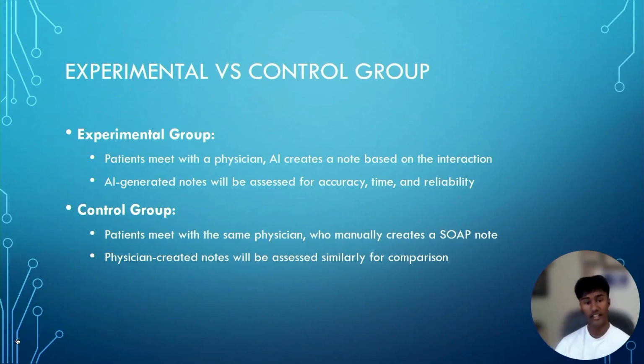Like I just previously explained, the experimental group would be the patient's meeting with the physician. The AI creates a note based on the interaction in real time, while the physician is going to create a note afterwards, as they normally would. For the control group, again, it's the same patient's meeting with the physician, and it's the same physician who is going to be comparing the notes.